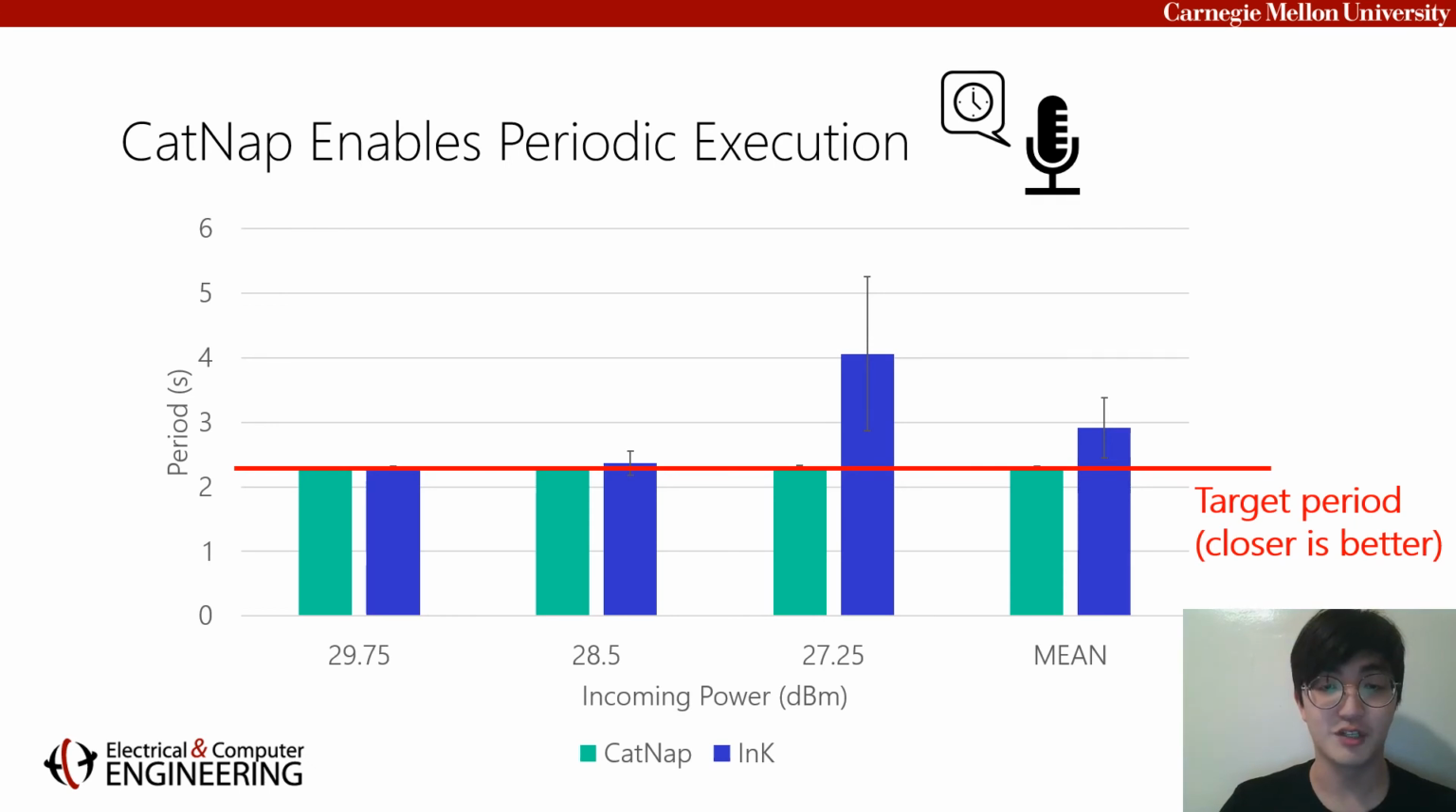This graph shows the resulting period of the actually sampled block. On the x-axis, different incoming power configurations are shown. For each configuration, the period of the actually sampled block is plotted for CatNap and INC. The target period is specified by the programmer and is shown as a red line. It is a good system if the bar is close to the red line. As you can see, CatNap meets the period requirement in all the incoming power, while INC violates the requirement heavily when the incoming power gets smaller.